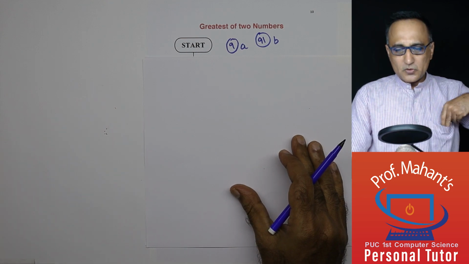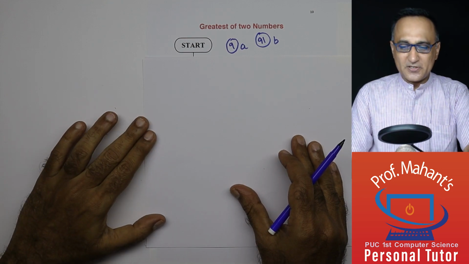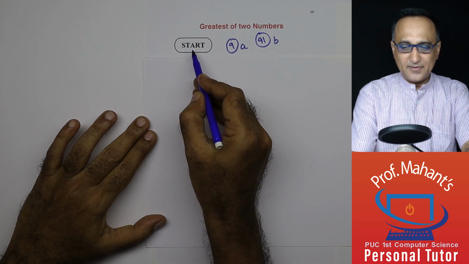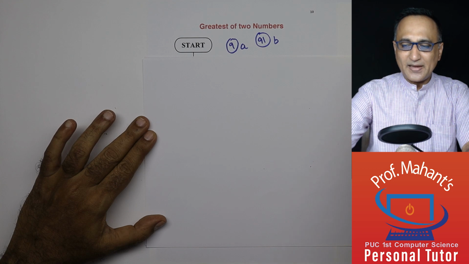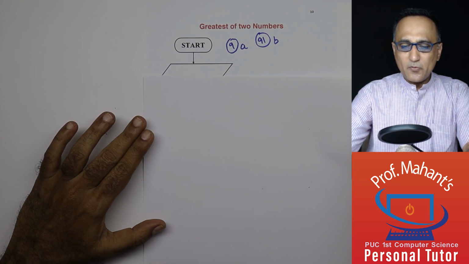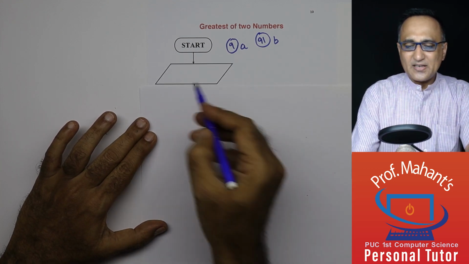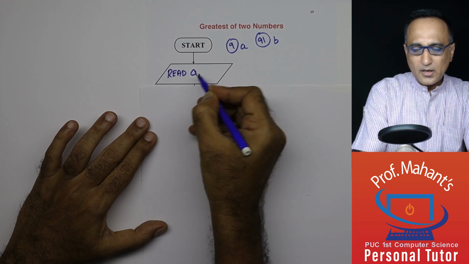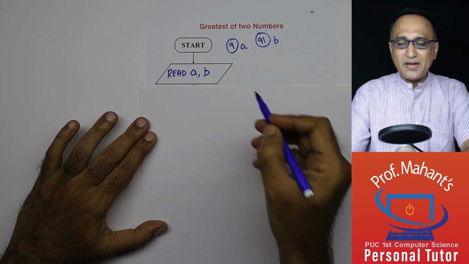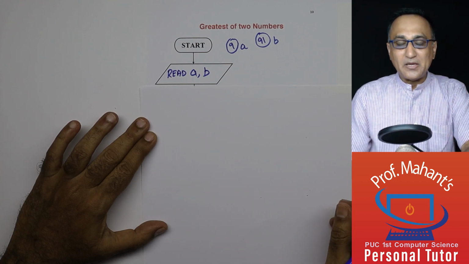So in order to solve this particular problem, the first step in the flowchart of course is start. Then I need to read or input the values of A and B. So what I'm going to do here is I am going to ask or read A comma B. So I am reading values into A and B.